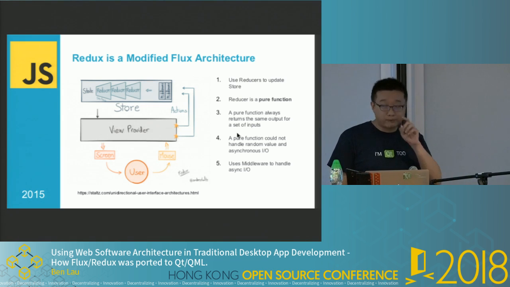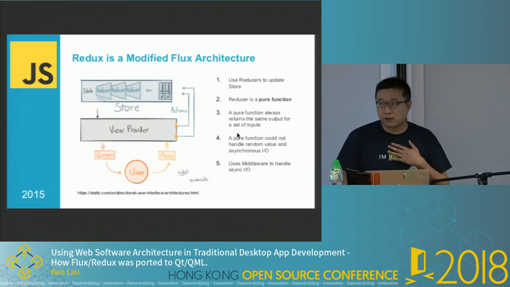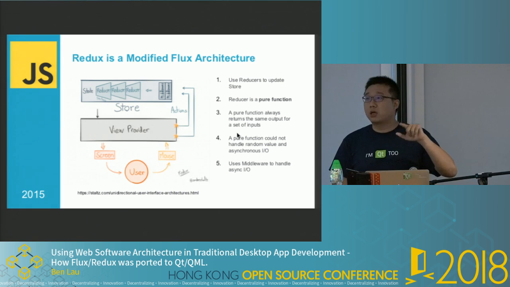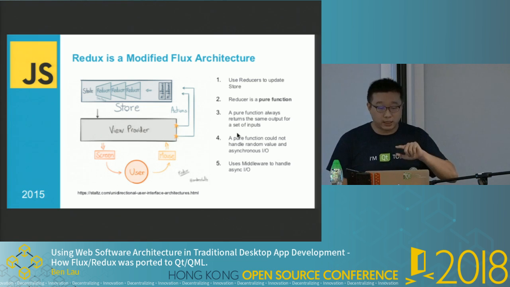It is an important concept because in object-oriented programming, we usually don't emphasize anything called a pure function. A pure function always returns the same output for the same set of input. That means it doesn't have anything that will cause random behavior. Therefore, it could not do anything like a random value or asynchronous I/O. For example, reading a file cannot be made a pure function because reading a file may not always return the same content, and sometimes it may come with an error. The behavior is not deterministic.